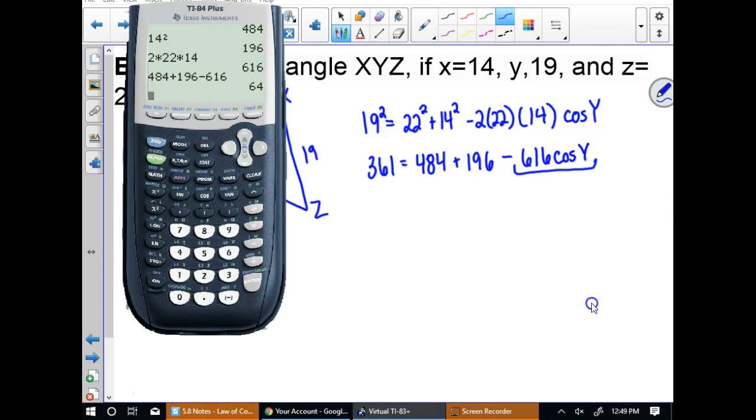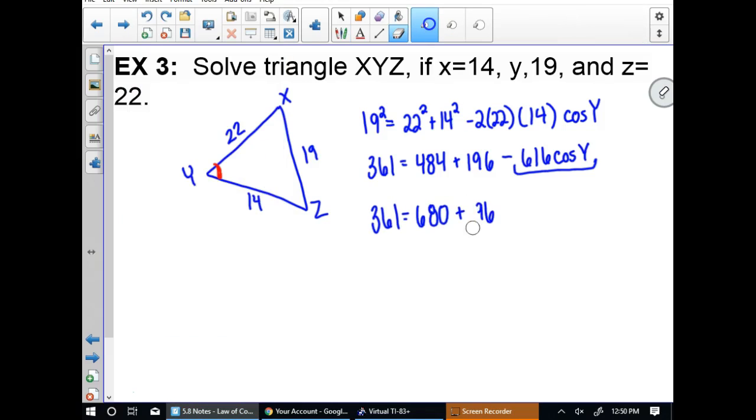So you want to add the 484 and the 196 together. And you could actually have done that on the first step if you had wanted to, doing the 22 squared plus 14 squared all together. So you get 361 equals 680 minus 616 cosine y.